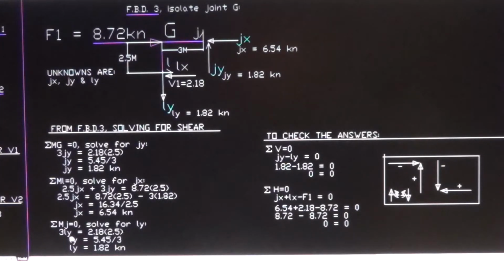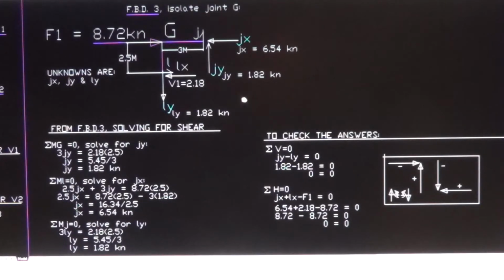So 3Ly now becomes positive. So Ly is equal to 5.45 divided by 3, the lever arm of Ly. Ly is 1.82 kilonewton. So we have all these three forces solved. Now we have to make sure that all the values and directions of the forces are correct.